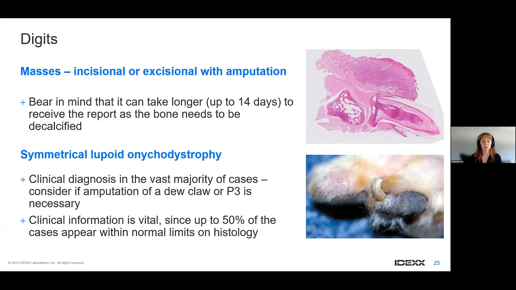So you can still consider amputation of the dew claw or P3 if necessary. But the clinical picture and the histology picture both wax and wane in these lesions. So in most of these cases, if you have brittle nails or nails that fall off on several paws, then I think the best thing to do is probably do a microbiology.